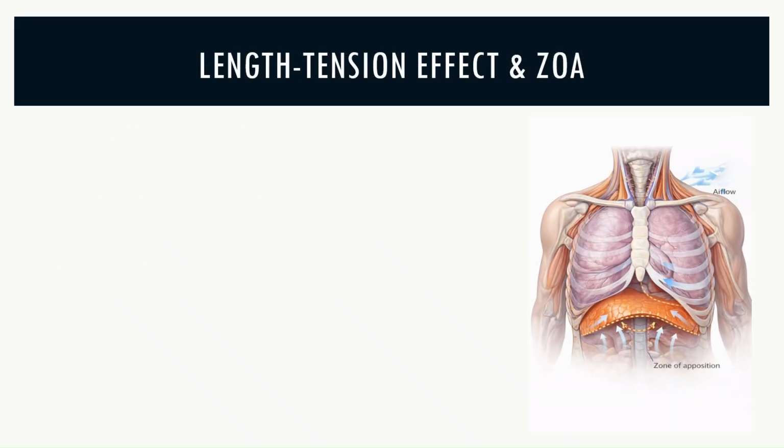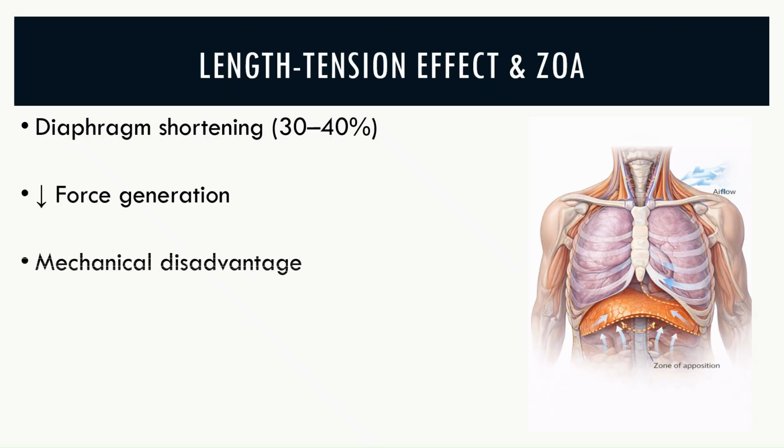Length tension effect and zone of opposition. With hyperinflation, the diaphragm shortens by around 30 to 40%. This places it at a mechanical disadvantage, significantly reducing force generation.